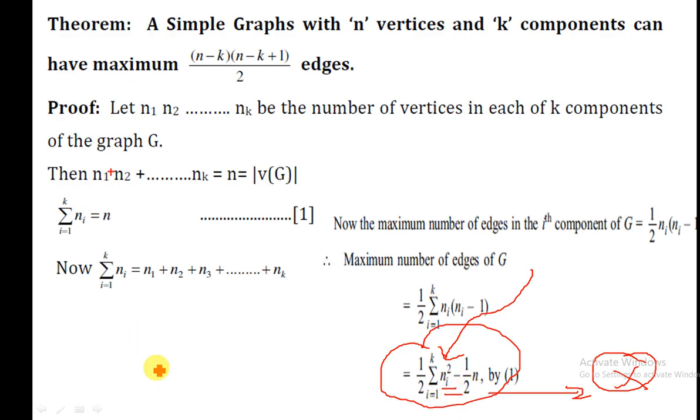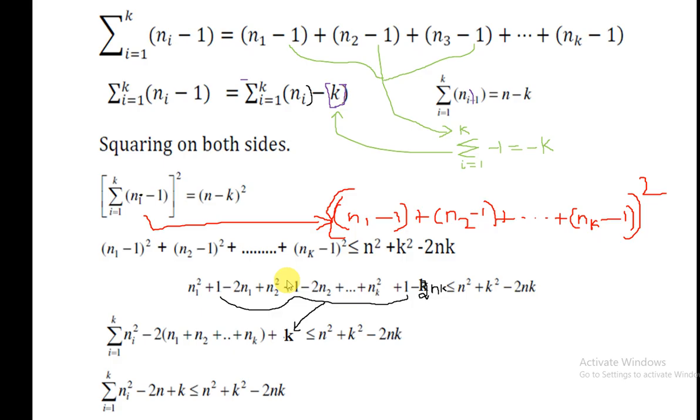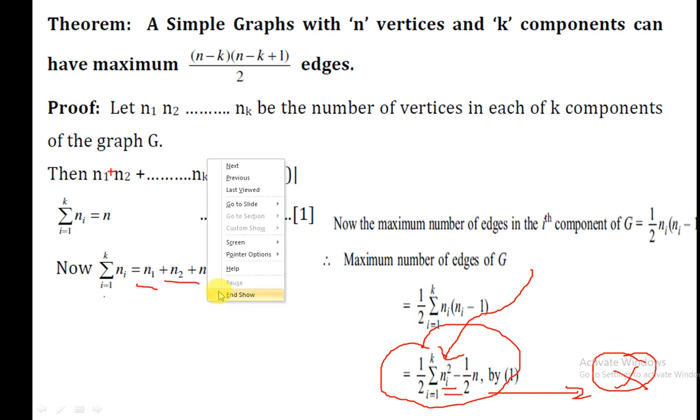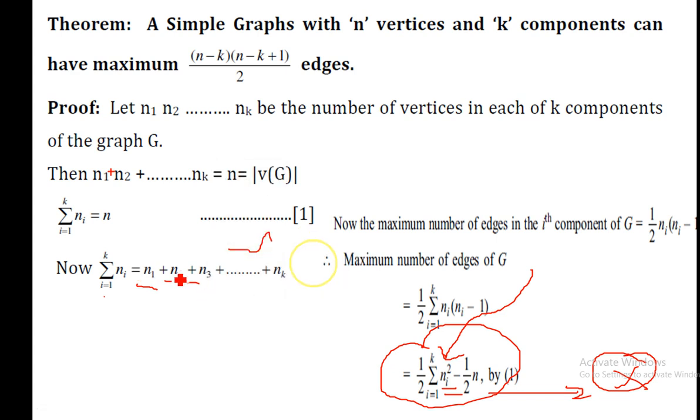So now, how to get the value of ni square? It is a trivial thing, right? Summation i equal to 1 to k ni. What can we write? n1 plus n2 and so on, nk, right? In the next step, I want to eliminate one edge from each component. Be careful to understand. First component, remove one edge. Second component, remove one edge. Third component, remove one edge. And so on. Kth component, remove one edge.